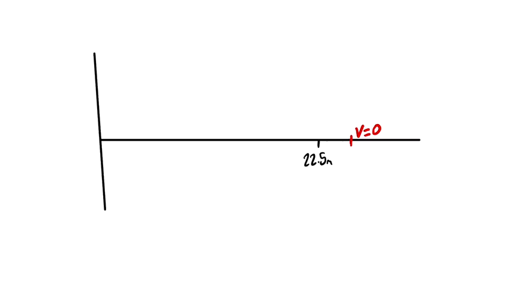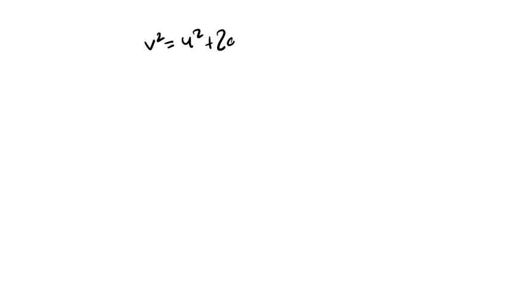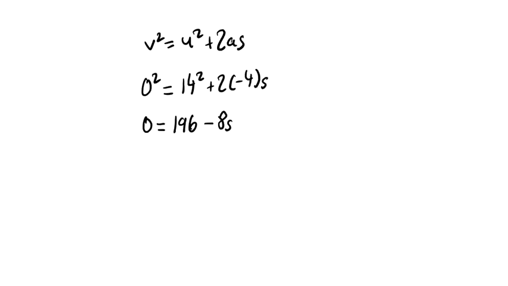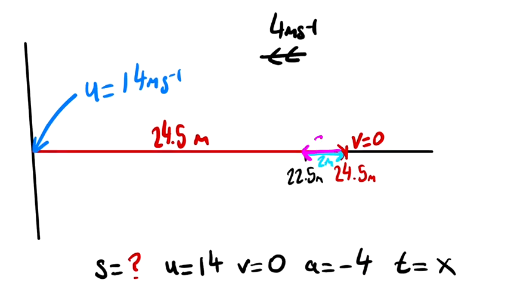Another way you can calculate it is actually finding the distance at the point which the particle stops. So at that point, v equals 0, we're trying to find out what s is. We know the initial velocity is going to be 14, acceleration is minus 4, and t we don't care about. So we can use v squared equals u squared plus 2as. Plug in the values, rearrange for s, you get 24.5. Now you can work out the distance between 22.5 and 24.5, which is 2. Since it travels 2 meters towards it and 2 meters back, the total distance is 4 meters.